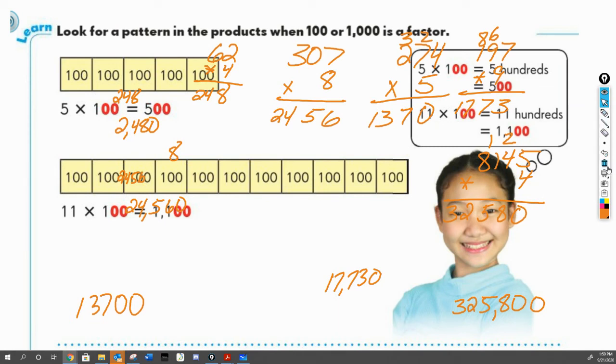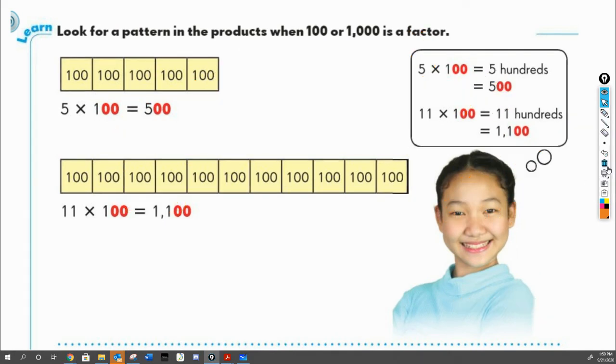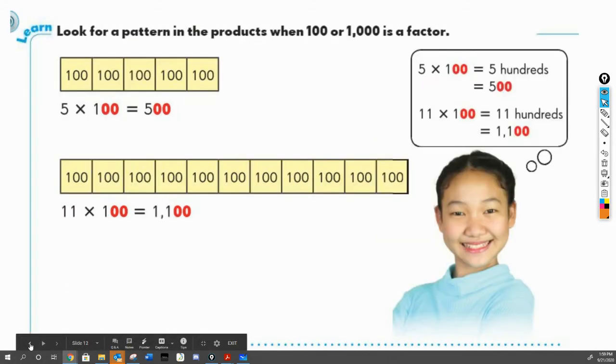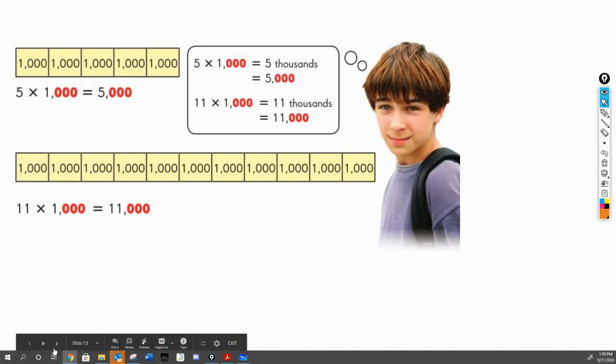Okay, we are asked to look for a pattern in which the products are when 100 or 1,000 is a factor. When you're multiplying by hundreds, now look, you're adding 2 zeros. Tens was 1 zero, 100 is 2 zeros, and now in 1,000s you're adding 3 zeros instead of the 2, or instead of the 1. So take a look back. There's your pattern with the hundreds. Pause if you need to study it, and then continue.